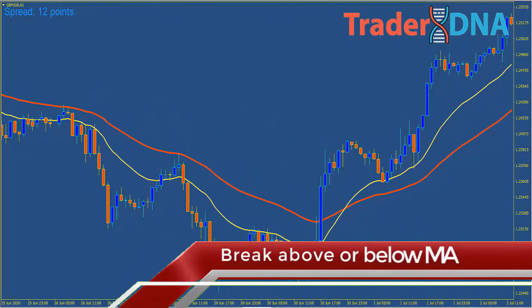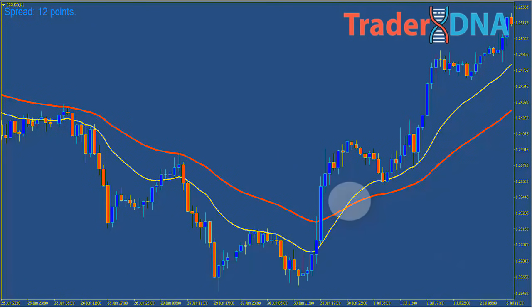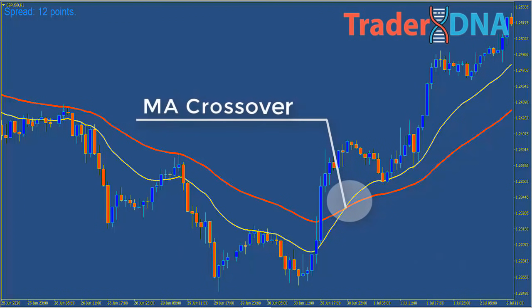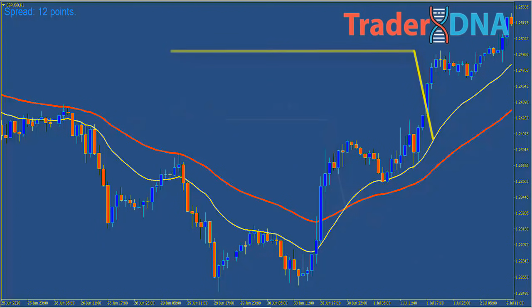Second, wait for a break above or below a moving average. The most popular moving average strategy is watching for crossovers. Many algorithmic black box traders use moving average crossovers to monitor the health of a trend. One combination they use is a 20 and a 50 combination.